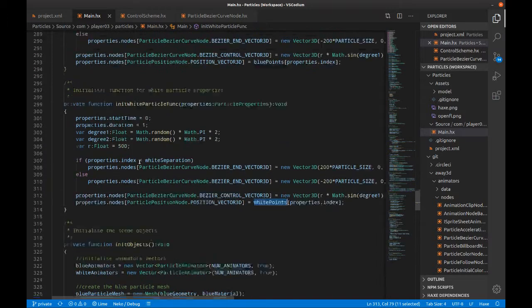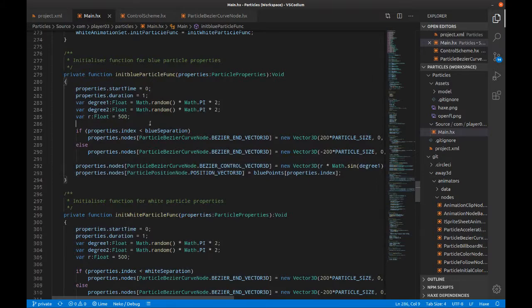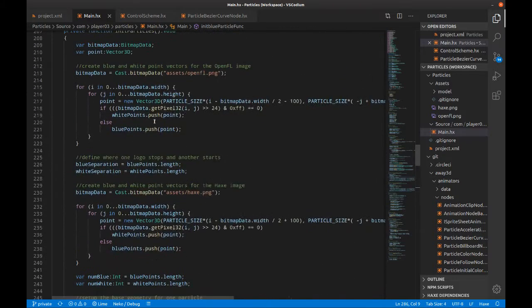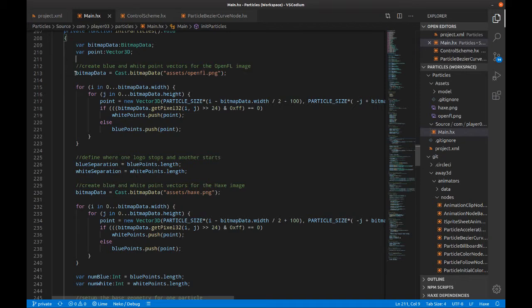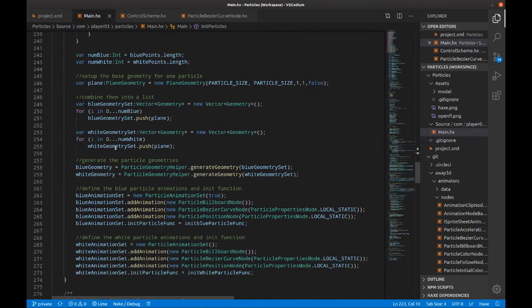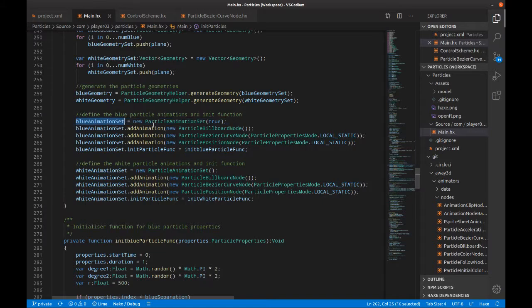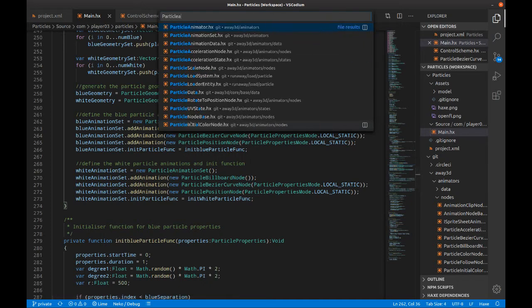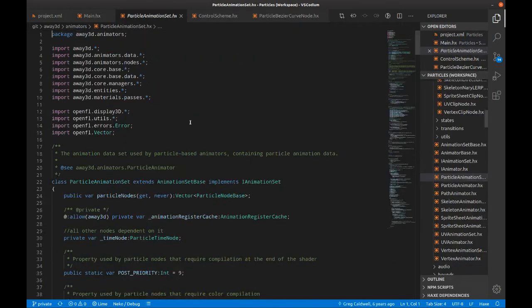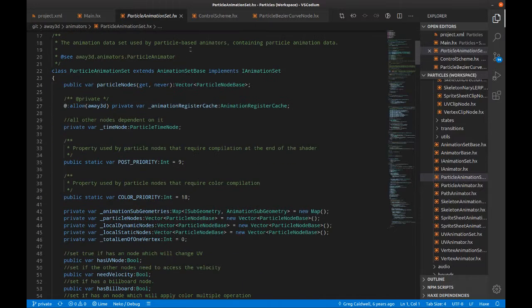Okay, so what we have here is init particles. This is the function that's supposed to initialize all the particles. It takes information about bitmaps and it creates animation sets, which I don't know a whole lot about, used by particle-based animators containing particle animation data. I want to go look at where it's defined for a moment.